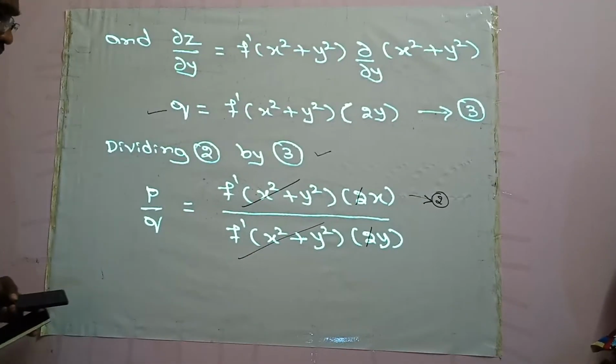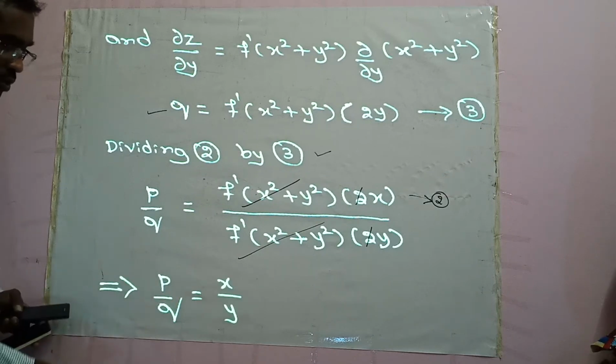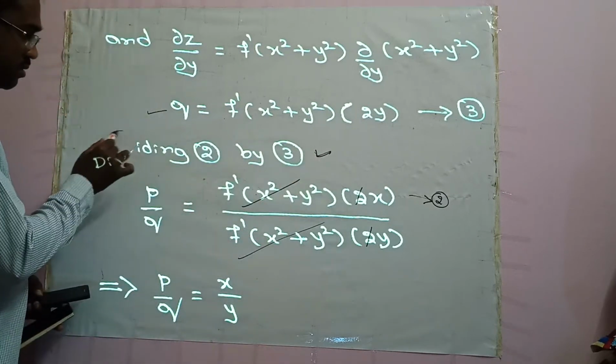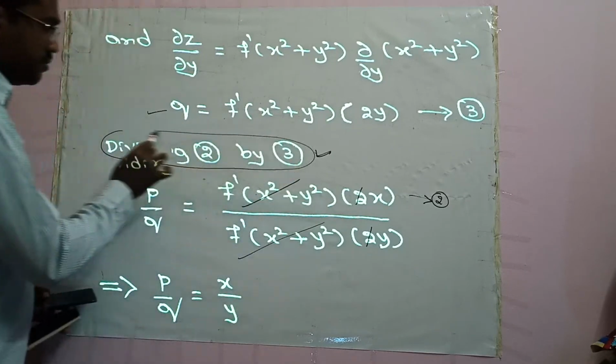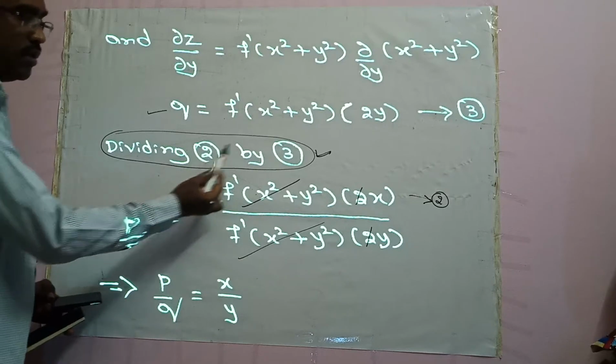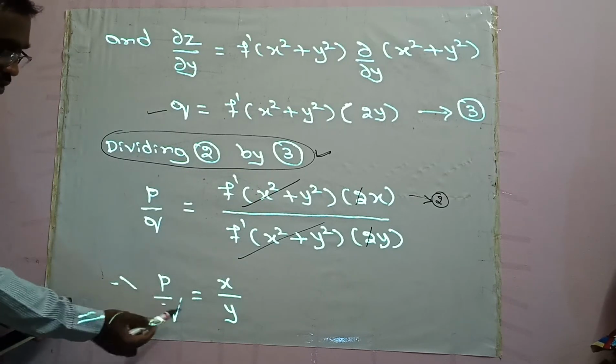So what remains? p by q is equal to x by y. So this is the main operation we have applied to eliminate our f dash between 2 and 3 by dividing. So we got this. Now cross multiply.